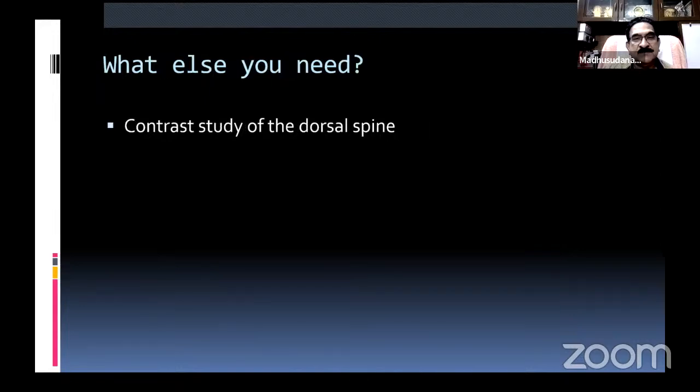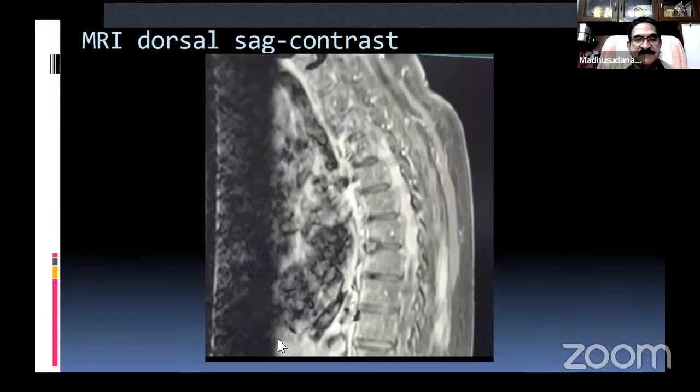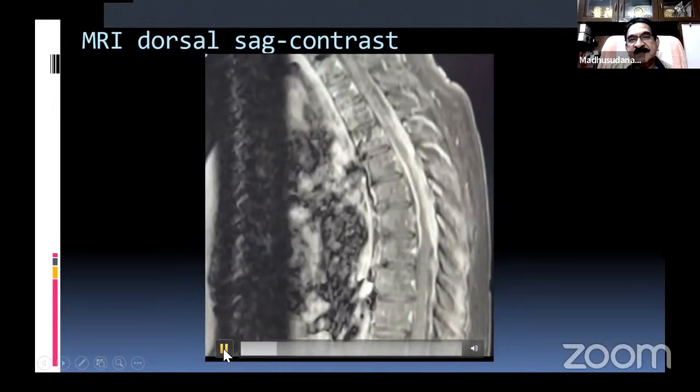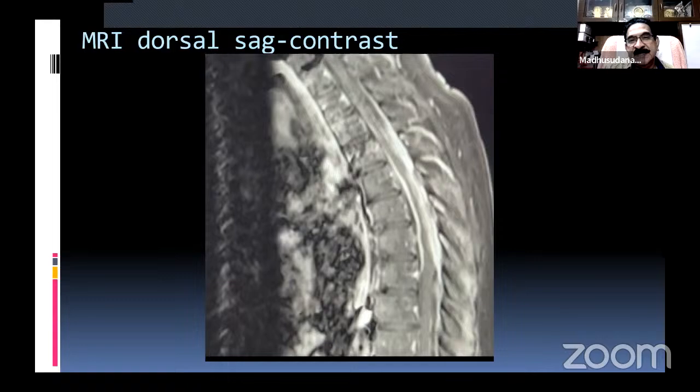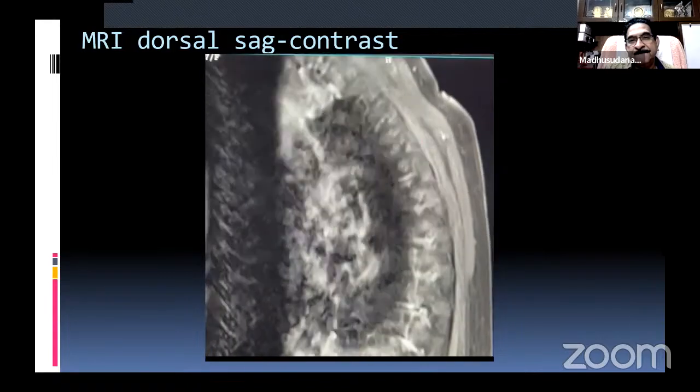Now let us see the dorsal spine. This is the dorsal spine. See, thick, dense enhancement of the dura posteriorly and anteriorly. I'll show the picture once again.